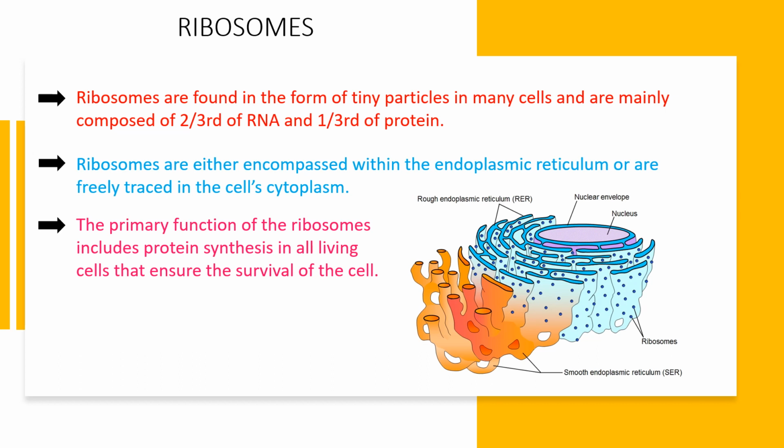The primary function of ribosomes includes protein synthesis in all living cells, which ensures the survival of the cell. They are small granular structures found in the cytoplasm and endoplasmic reticulum. They are primary sites for protein synthesis. Sometimes, without labeling, the endoplasmic reticulum in this picture looks like one structure, but some part of it has ribosomes and some part does not. The part which does not have ribosomes is the smooth endoplasmic reticulum.